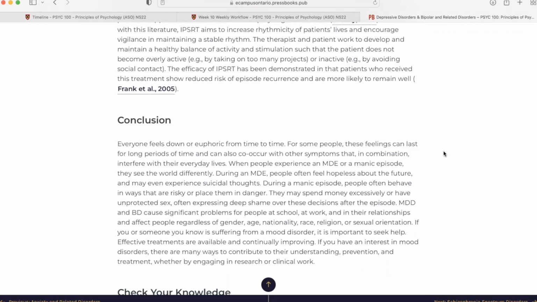MDD and BD cause significant problems for people at school, at work, and in their relationships, and affect people regardless of gender, age, nationality, race, religion, or sexual orientation. If you or someone you know is suffering from a mood disorder, it is important to seek help. Effective treatments are available and continually improving. If you have an interest in mood disorders, there are many ways to contribute to their understanding, prevention, and treatment, whether by engaging in research or clinical work.